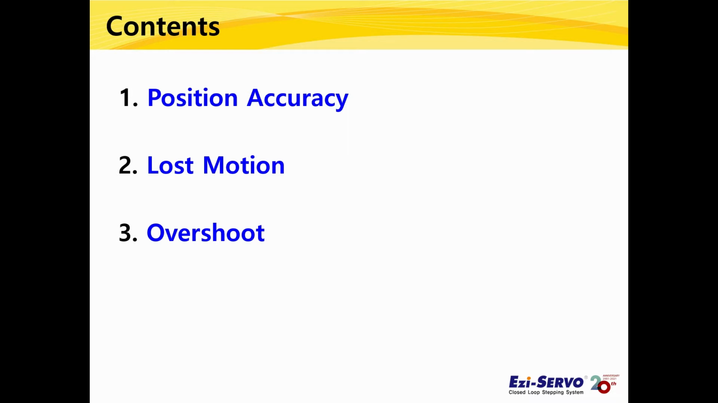There are three main terms to explain. The terms are position accuracy, lost motion, and overshoot. If you grasp these terms, you can easily understand what advantages Ezi-SERVO has and which applications it should be applied to.